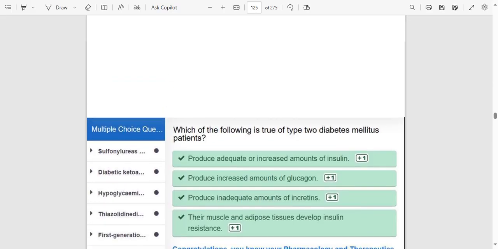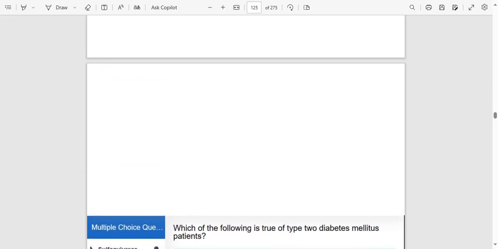Which of the following is true of type 2 diabetes? And now we go to type 2. The same things that we mentioned about type 1. Anyone to comment on that? Starting from the cause, treatment, and complication.